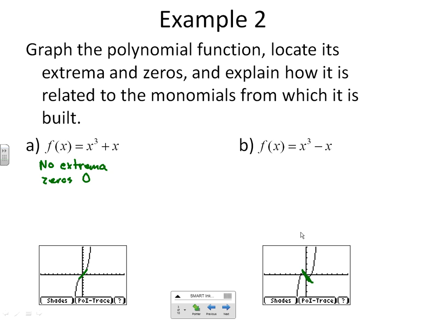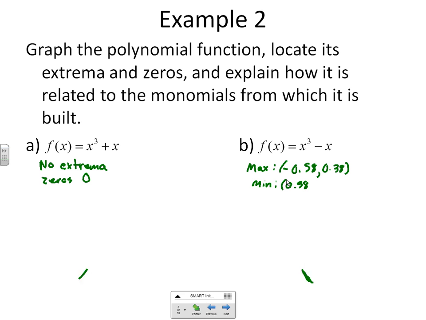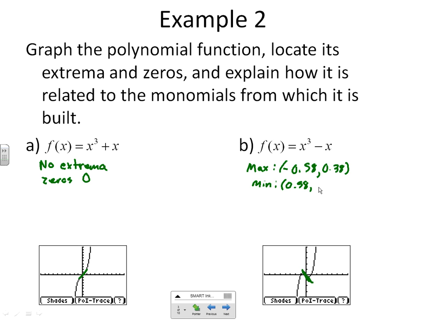The local maximum, if we calculate it on our calculator by going to second trace, which is the calculate menu, and then picking maximum, we have the point negative 0.58 comma 0.38. We have a minimum of positive 0.58 comma, oh, that's not supposed to be there, negative 0.38.